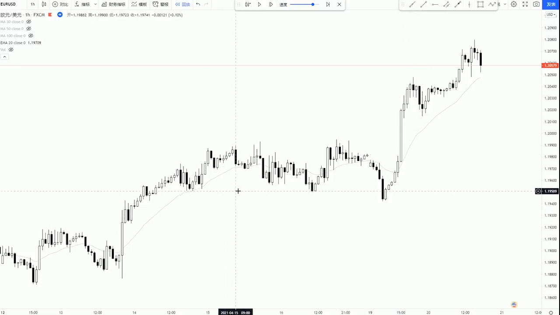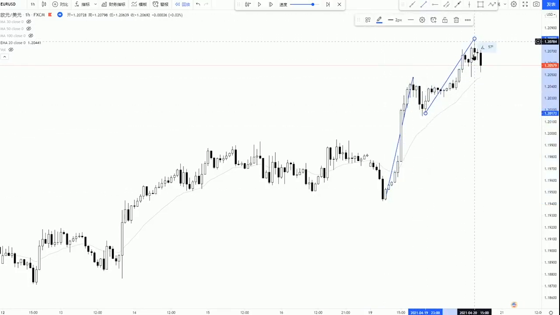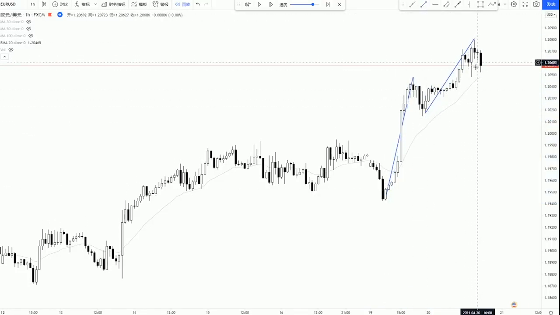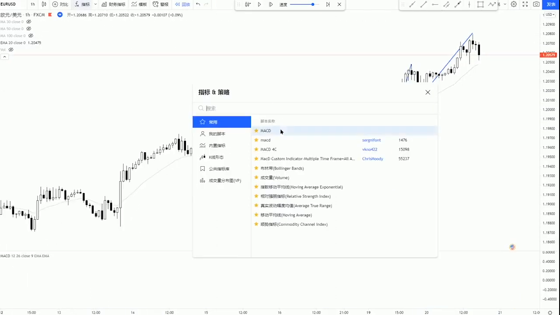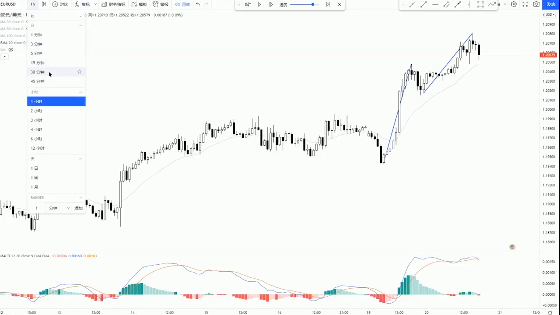If we look at the MACD on 30 minutes, we can see a clear divergence signal on the 30-minute MACD. Let's look at RSI again, and the same thing happens on RSI. It is more obvious on 1 hour. We can see that the RSI of 1 hour has not reached a new high, but the price is at a new high.